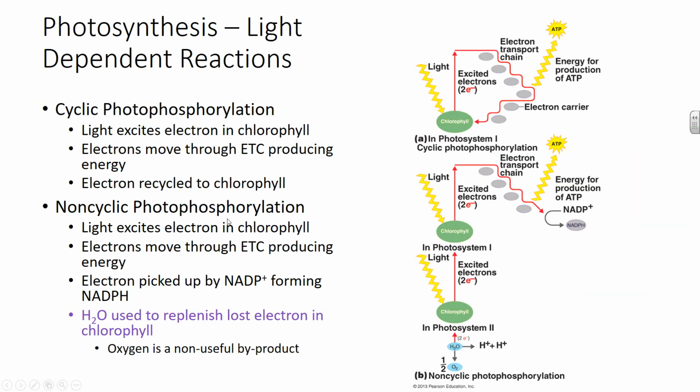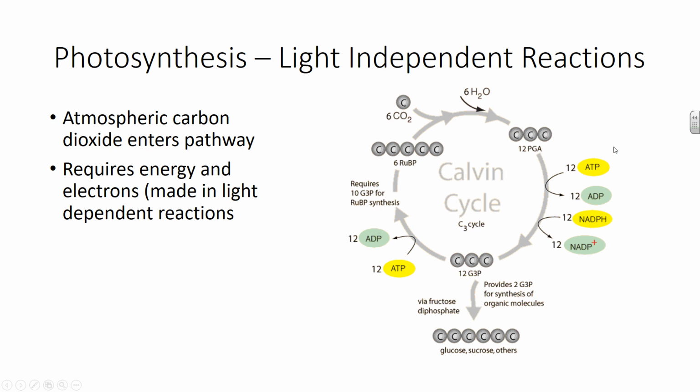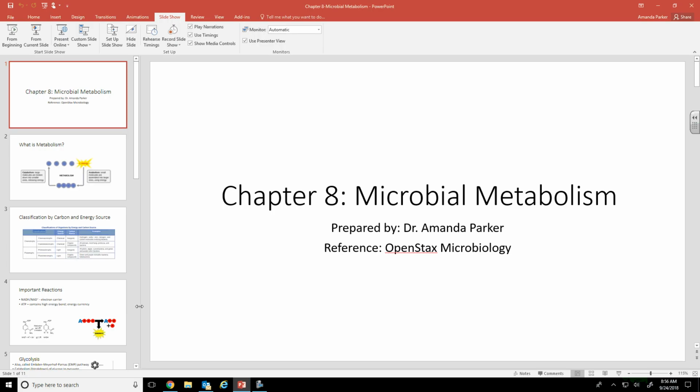With photosynthesis, light-dependent reactions, light excites the electrons to move through the electron transport chain, producing energy and NADPH. Light-independent reactions, energy and electrons go in to produce our sugar. As you study, focus on the purpose of each reaction, what goes in, what comes out, and of course, understand the important molecules NADH, ATP, and understand the reason that fermentation must occur.